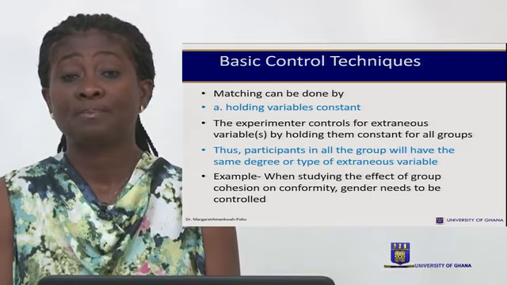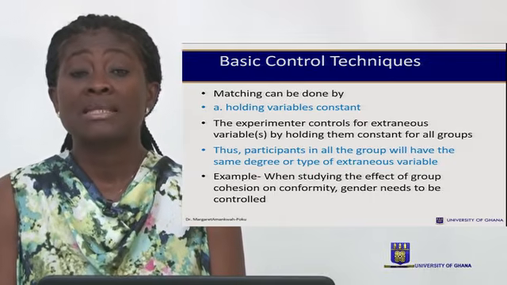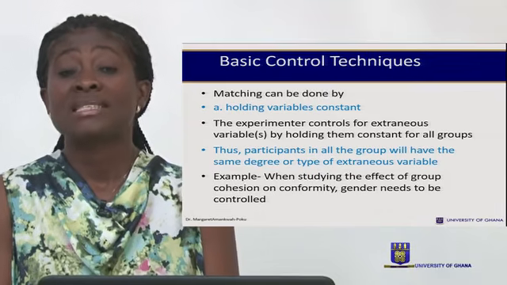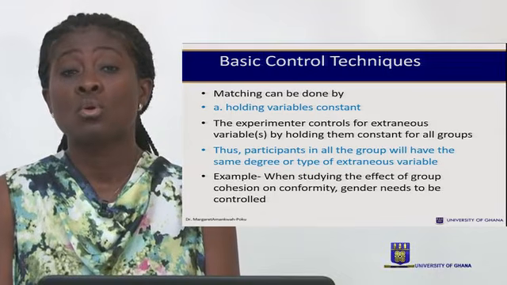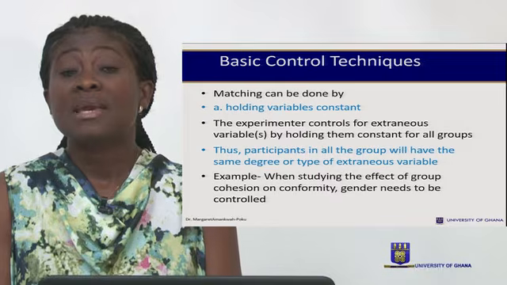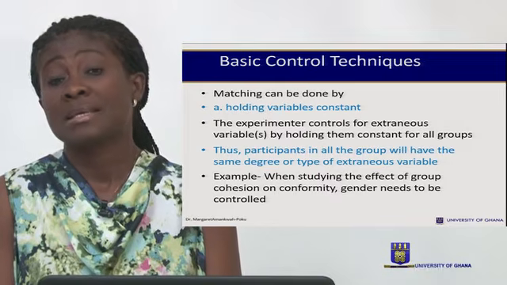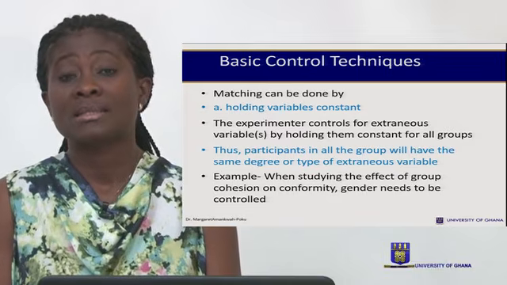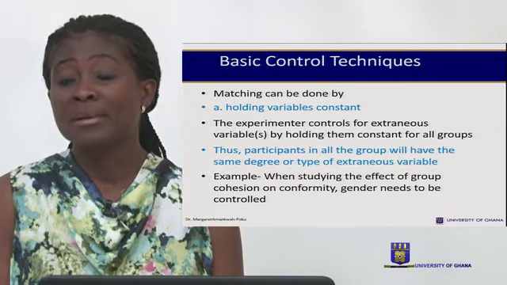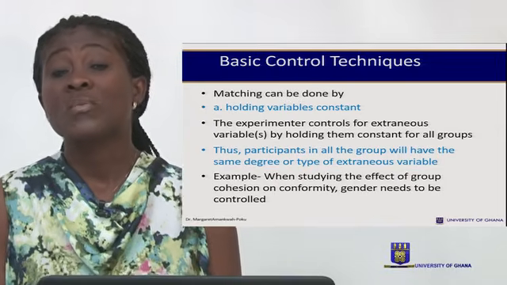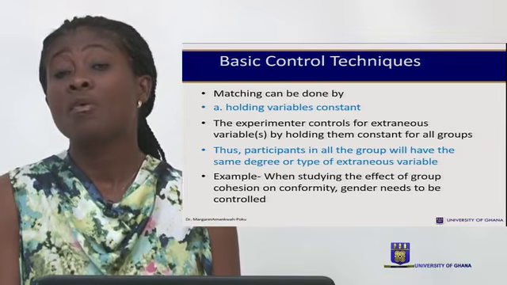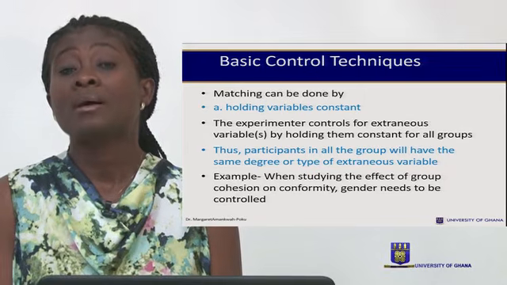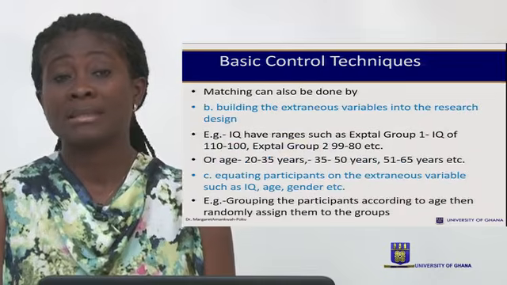Now, studies have shown that gender, being male or female, can affect the extent to which people conform to group cohesion. So in this case, it means that gender is an extraneous variable. We hold that constant by making sure that we test only males or we test only females. So if we have 2 groups of participants, we have all females in one group and all females in another group. In this case, we have held gender as an extraneous variable constant.